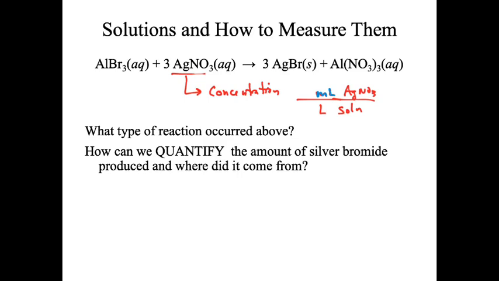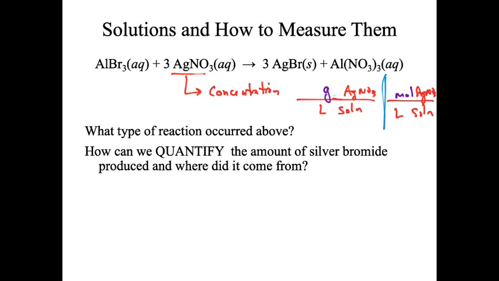Moles per liter, or another suggestion, grams per liter. So we get two possibilities that we could use. We could use grams of silver nitrate per liter of solution, or we could use moles of silver nitrate per liter of solution. Both of these are valid conversions. Both of them have the potential to work for us.